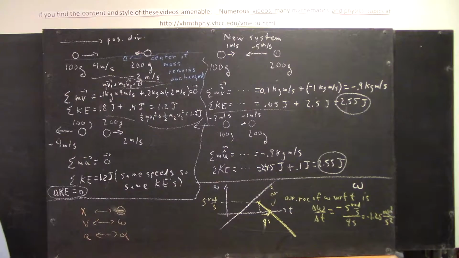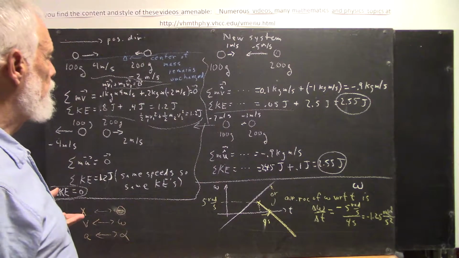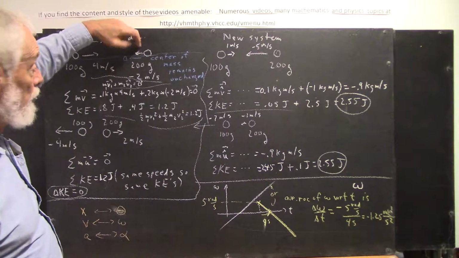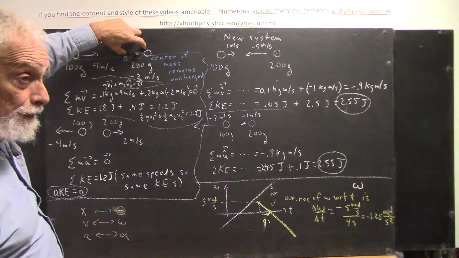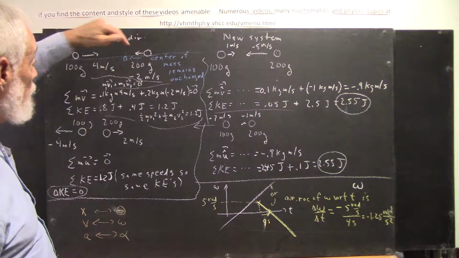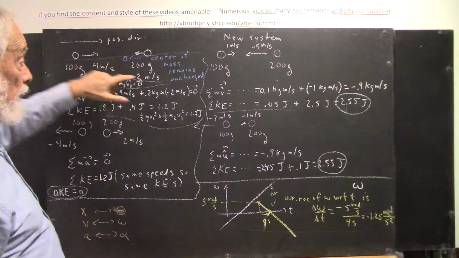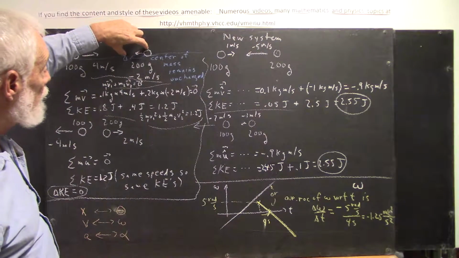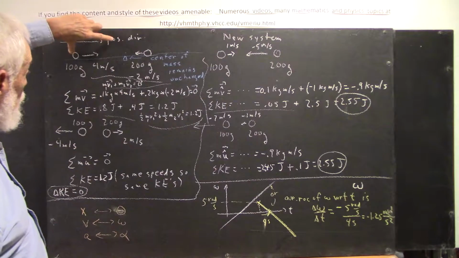And if you think about it, the rotational tendency depends on the product of the distance from the fulcrum to the mass and on the mass. If this mass is twice as great as this mass, which it is, then you probably need to be half the distance from this mass that you are from this mass.